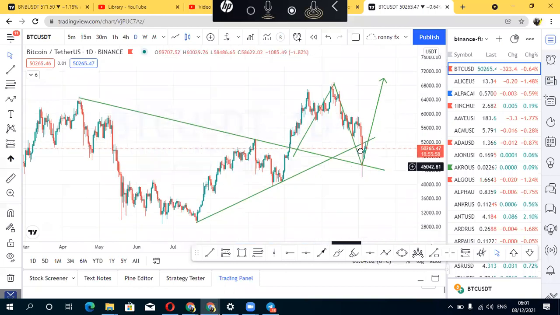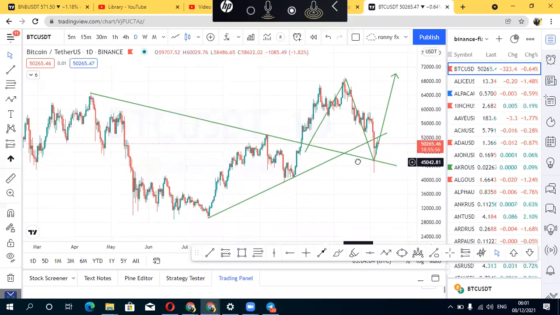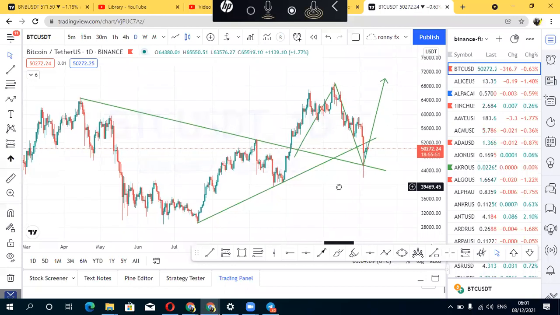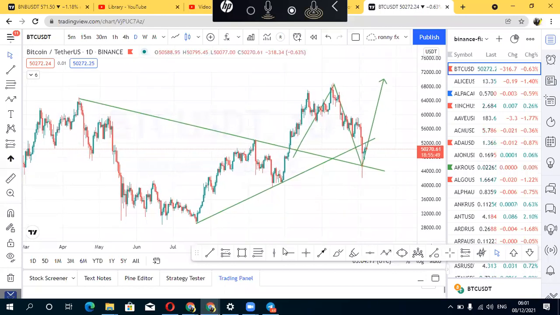Okay. Head and shoulder is head and shoulder. When I look at the head and shoulder, I'll take a keen look at it on the different time frames.